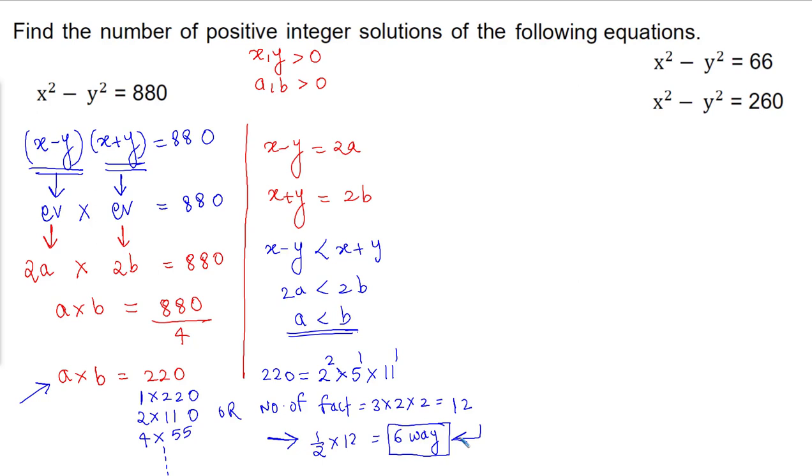Okay everyone, we cannot reverse 1 into 220. We cannot write 220 into 1 because smaller number should go to a and larger number should go to b. Okay, 1 into 220 we cannot write it as minus 1 into minus 220, or we cannot write it as minus 220 into minus 1, because sum of two positive numbers has to be positive number only. So every way will give us only one solution. So over here total how many solutions are going to be there? Total 6 solutions are going to be there. So answer is 6 positive integral solutions.